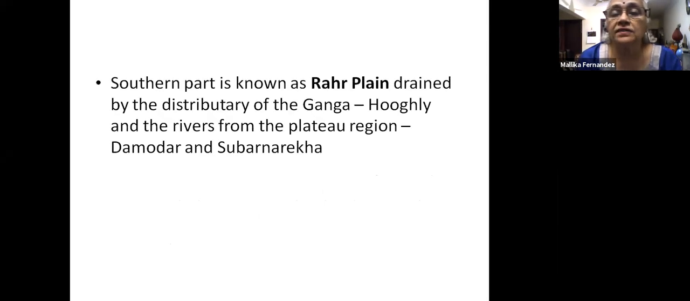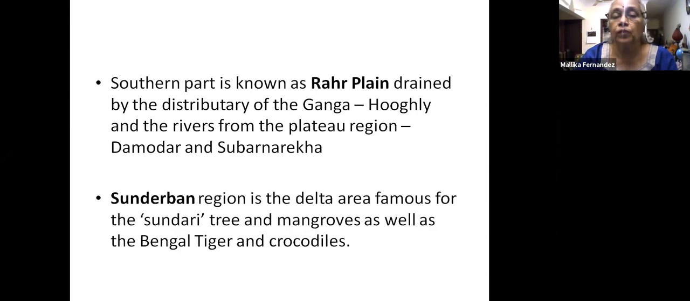Okay, that is called a Rar Plain, and this is where the river Ganga breaks up into two. One part goes downwards, flowing south, which is the Hooghly River, which also meets several other rivers from the plateau region, namely Damodar and Subarnarekha. But the other one, called Bhagirathi, continues to flow into Bangladesh. So that's the region that has been broken down.